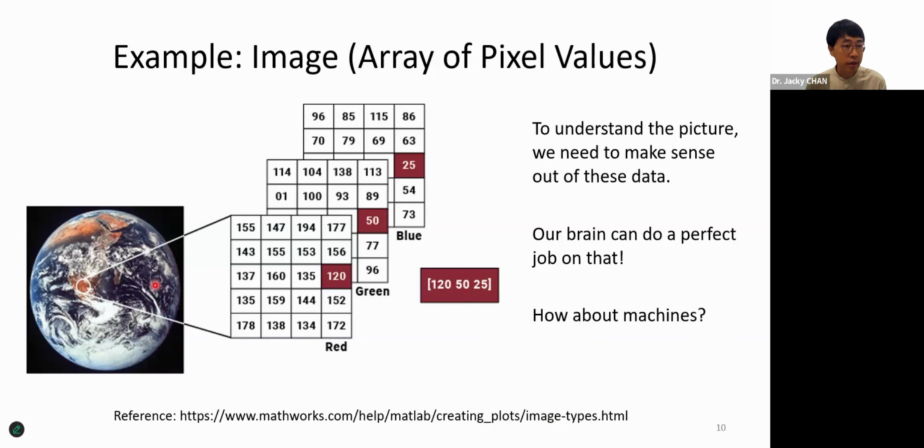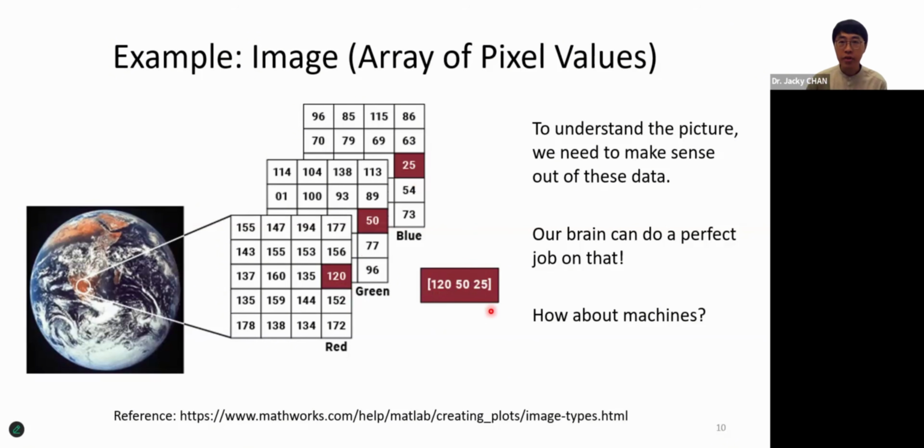Then in this image, this region is represented by this set of numbers. So how many pixels are there? Here we have 20 pixels. We highlight one of them, and then the values will be 1, 2, 0, 50, and 25. Then it will tell you the color of this pixel. For this image, we can easily see that it is Earth. And for the machine, there are so many numbers. Which number should they use?